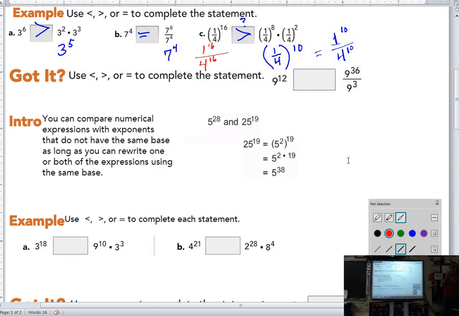So, as my power gets bigger, my numbers get bigger, right? But 1 never changes size. It's always 1. So, 4 to the 16th compared to 4 to the 10th, which denominator would be bigger? Now, anybody, which denominator would be bigger? The 4 to the 16th. The one with the bigger power. So, when my denominator's bigger, that makes the fraction smaller, and this, check on your paper, I bet a lot of you got it wrong, is less than.